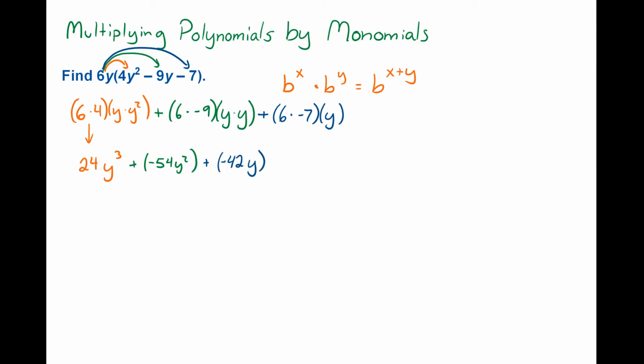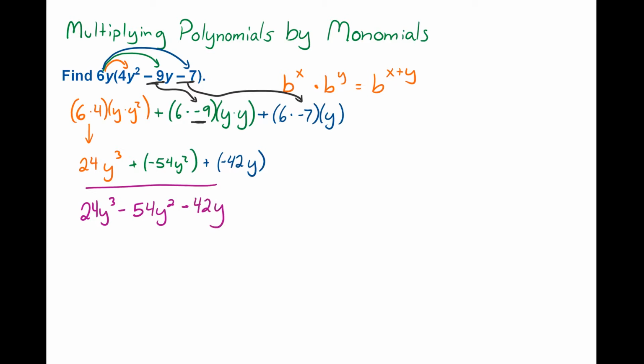Notice how when I went through here, I brought the sign with my number. That way I can just say it's plus whatever negative 9 times 6 is, plus whatever 6 times negative 7 is. And then when I go through my final simplification, I can understand that plus a negative 54 is just minus 54y squared, and then plus a negative 42y is just minus 42y. Polynomial in standard form, everything simplified, all like terms combined, so I leave it like that.